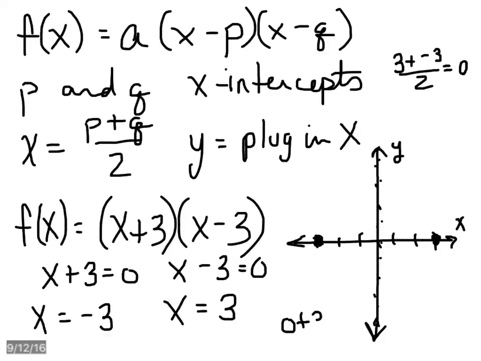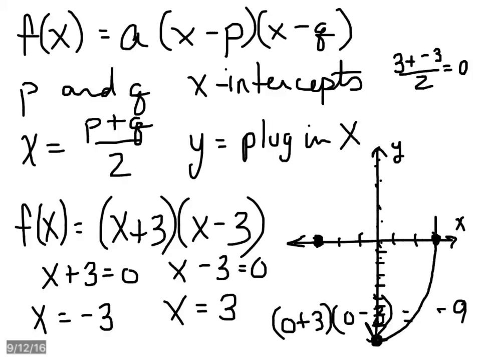0 plus 3 times 0 minus 3. What's 0 plus 3? 3. What's 0 minus 3? Negative 3. What's 3 times negative 3? Negative 9. So 1, 2, 3, 4, 5, 6, 7, 8, 9. There's my vertex. A lot of dots. No, it's only 3 of them. Well, it's a lot of spaces down. It is a lot of spaces down. But I now have enough to make my parabola.